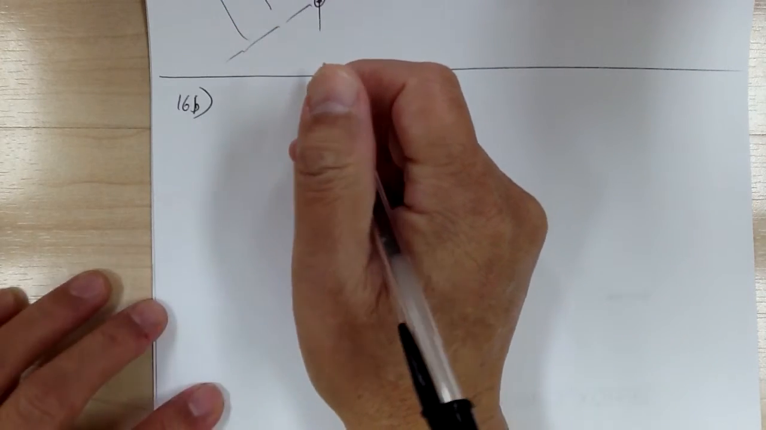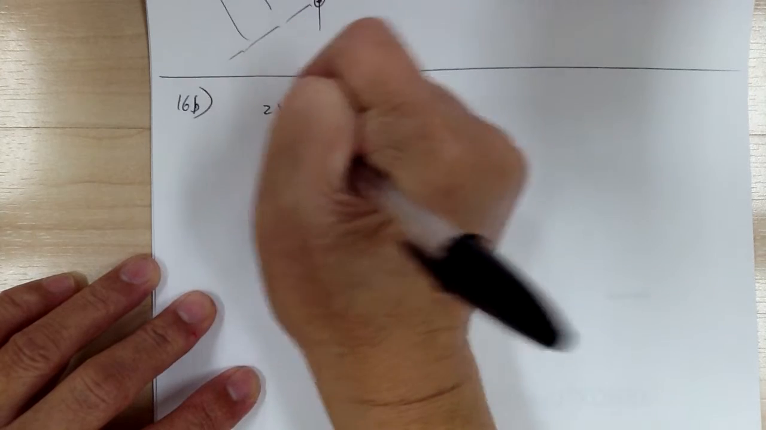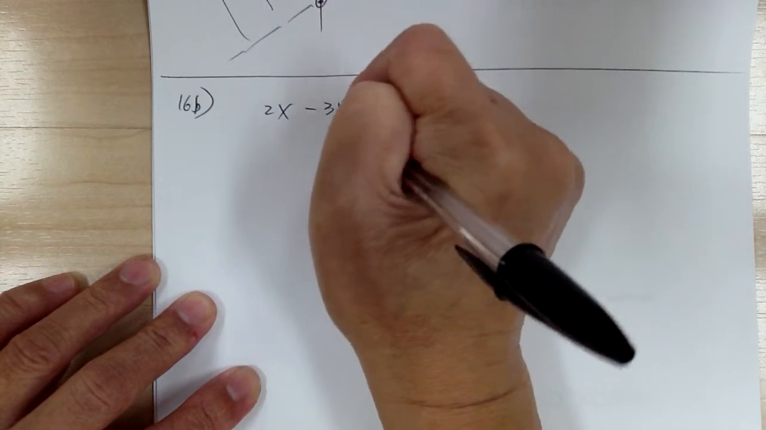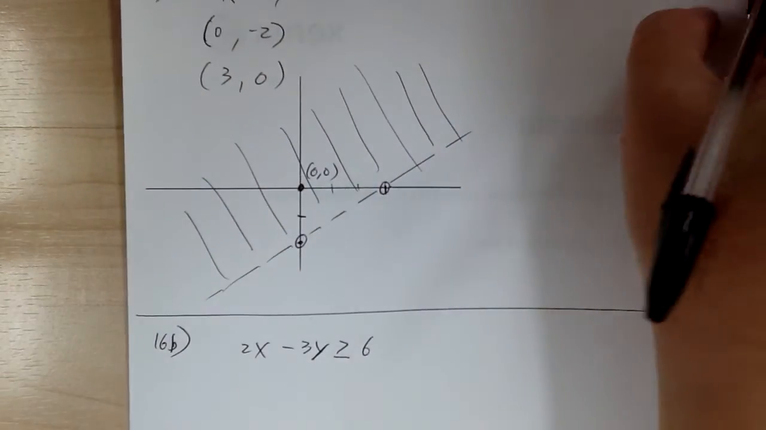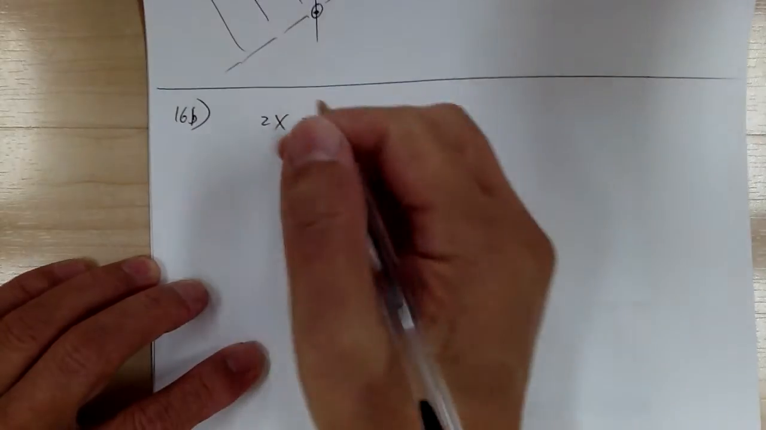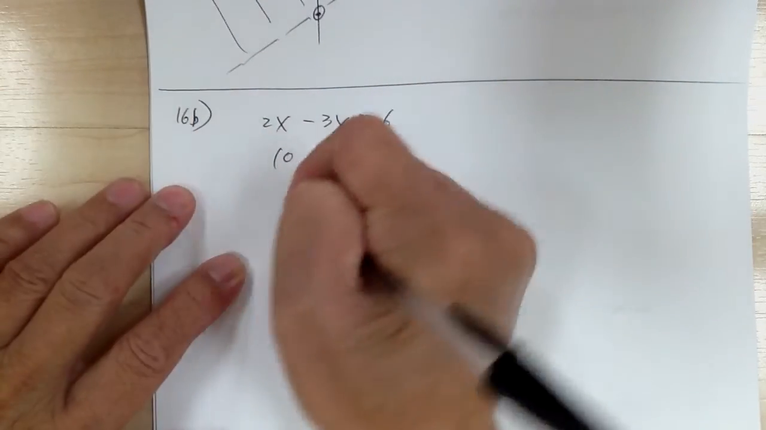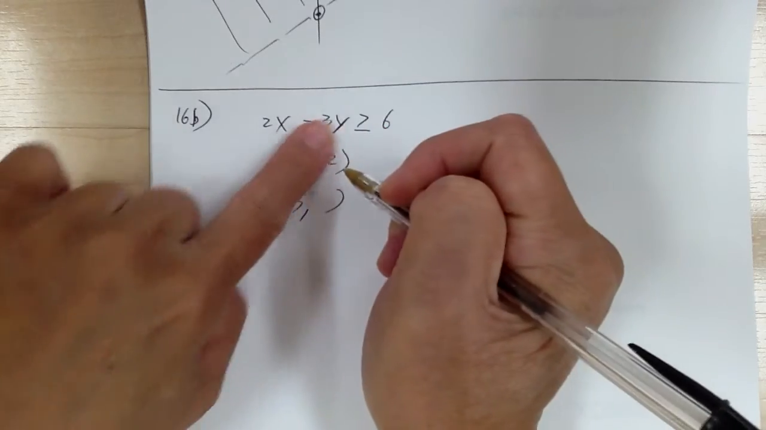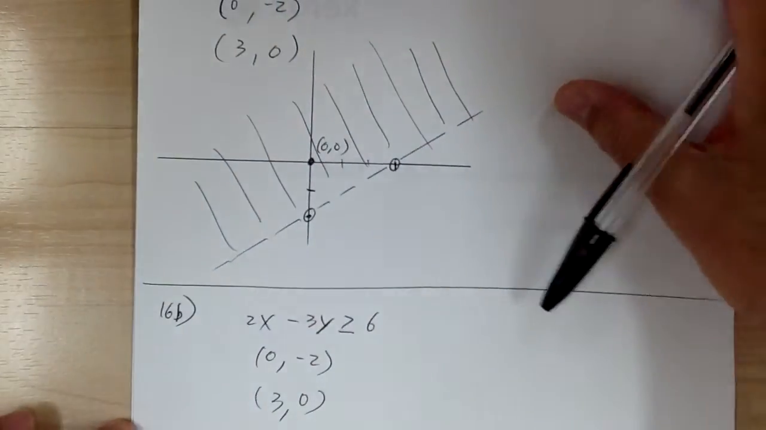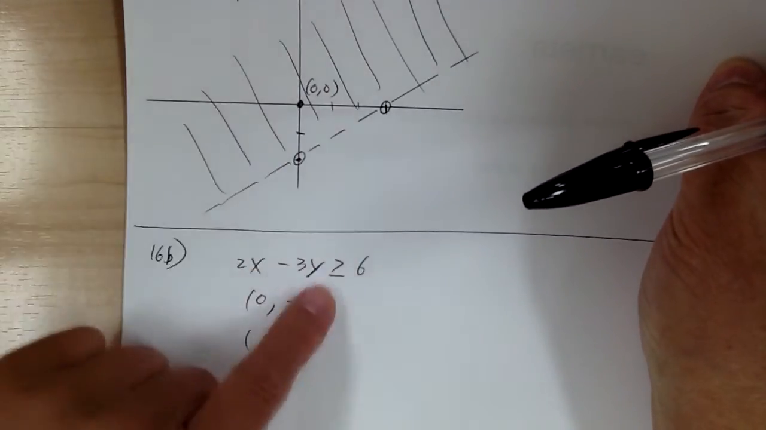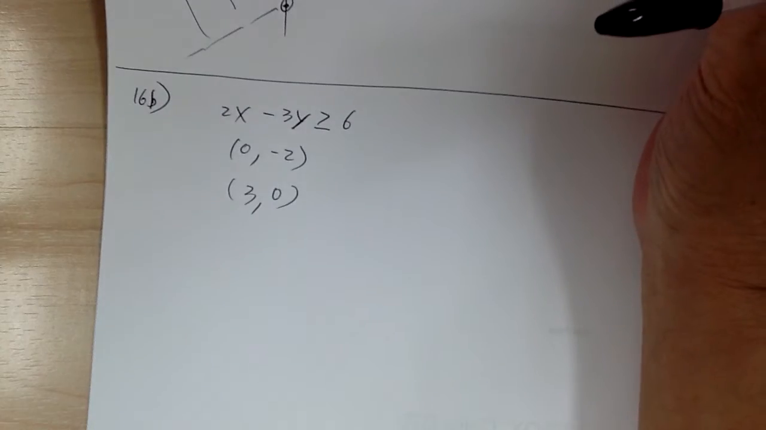Okay, part B, you have 2x minus 3y is greater than or equal to 6. Just like last time, we need to find the critical values. So this one would be, again, just like last time, (0, negative 2) and (3, 0), because we learned it from last time. Now the difference is this part right over here. You're going to see the difference on the graph.